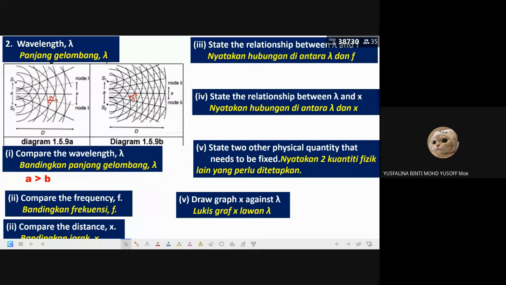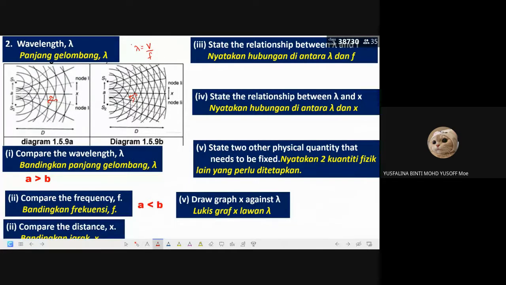How about the frequency? If you want to compare the frequency, we use the formula lambda equals V over F, which comes from V equals F lambda. In the diagram, they already show you the lambda, let's say I'm using 1.5.